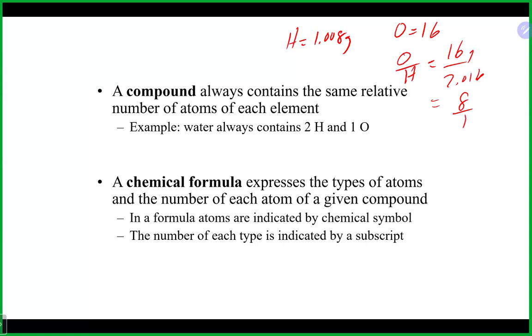The chemical formula is what we use to express the numbers of atoms involved in a compound. The atoms in the formula are indicated by their symbols. When you look at the periodic table, we basically have two types of symbols. We have symbols for elements that are one letter, and we have symbols for elements that are two letters. If it is a one letter symbol, we always use it in a capital form. So it's always a capital letter.